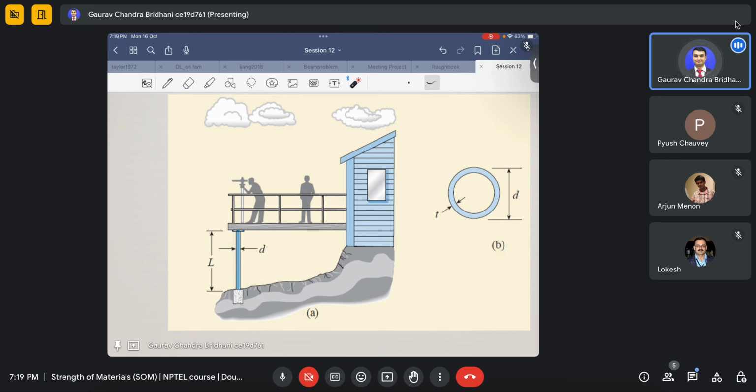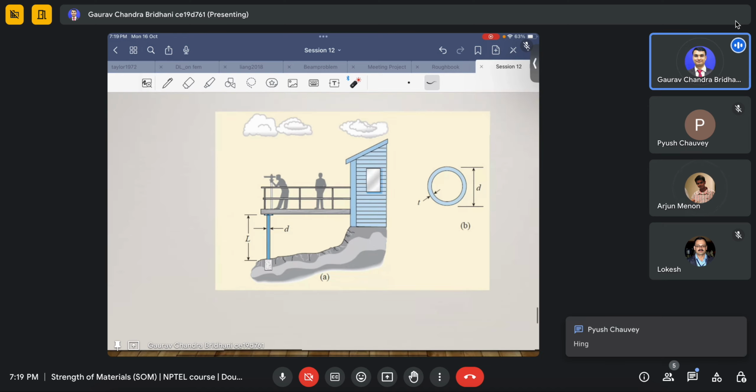Is it fixed? Is it hinged? Is it roller? What do you think? Because it is saying that you can't move in this direction, meaning the viewing platform is giving a resistance for this column to move in this direction. That's all it is saying. Okay, we'll see how it is.